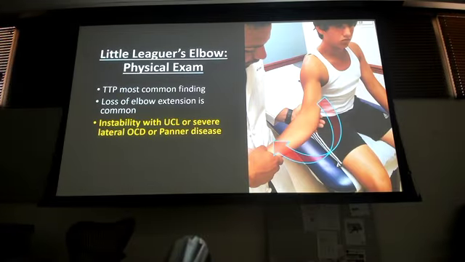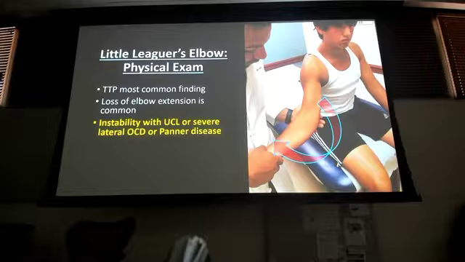All right, is that a valgus stress test? Yes. So if you had to describe it, you would look at this picture and you would be able to describe this picture, okay? You should be able to do that by next Friday, okay?